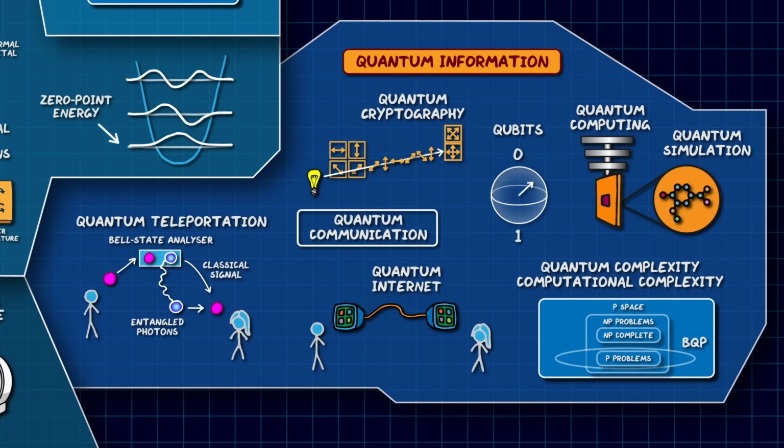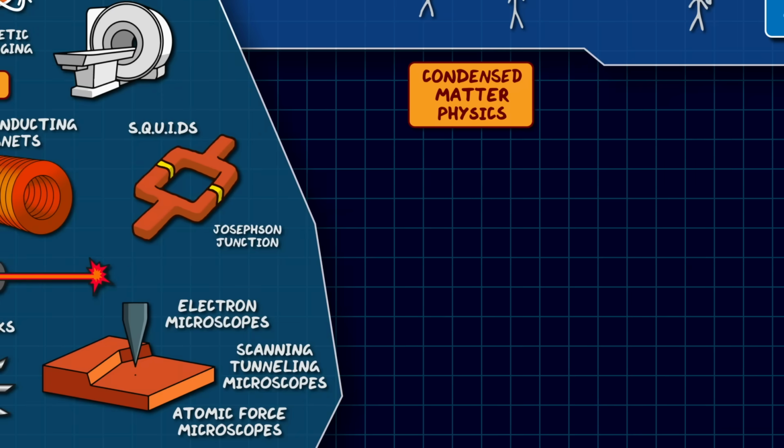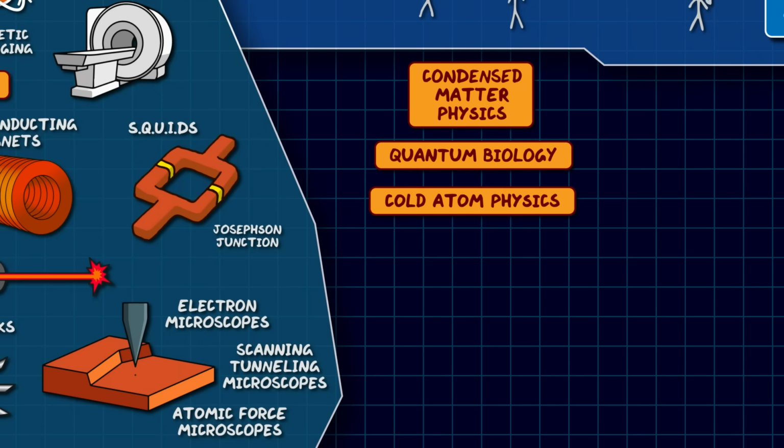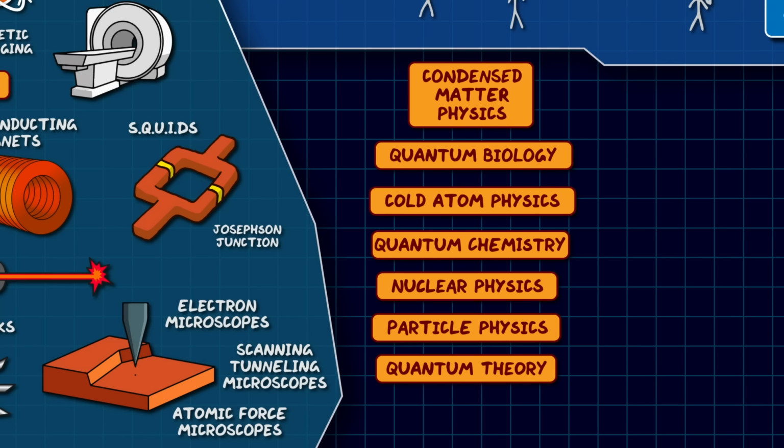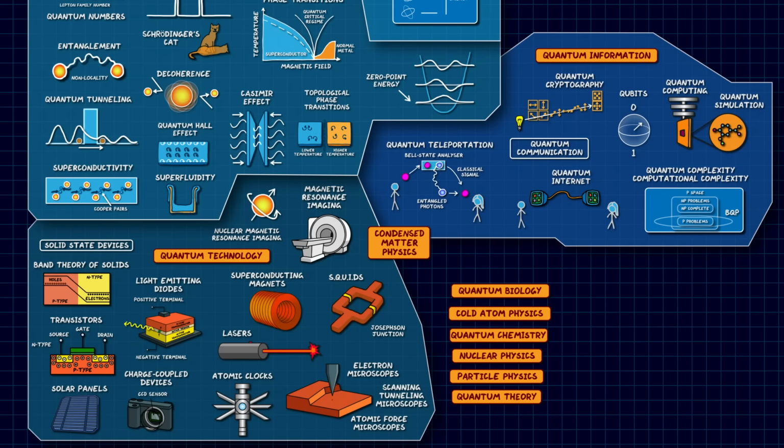Now let's move on to the fields of quantum physics research. These include condensed matter physics, quantum biology, cold atom physics, quantum chemistry, nuclear physics, particle physics, and theoretical physics. Condensed matter physics is the study of large systems of many atoms in solid or liquid form, and seeking to understand their collective behaviour on a quantum level. I've placed this here because condensed matter physics covers a lot of these other fields, and condensed matter theory describes the quantum behaviour of collections of electrons in solids, which explains collective behaviours like superconductivity and the energy bands of semiconductors.